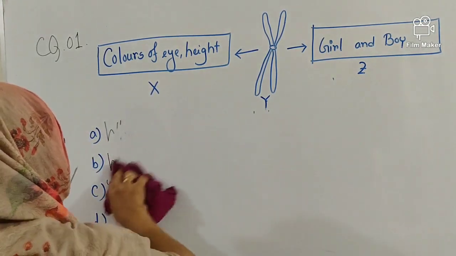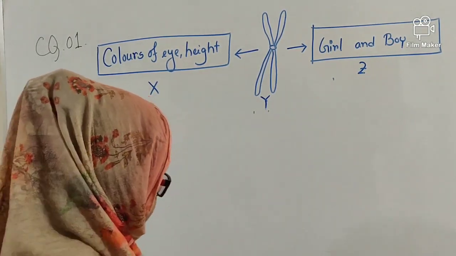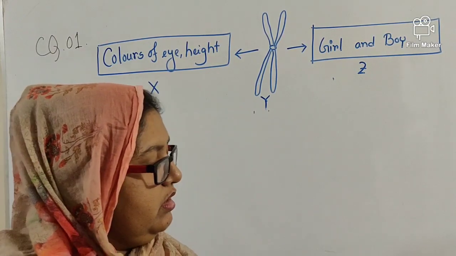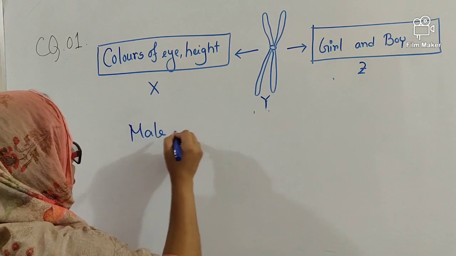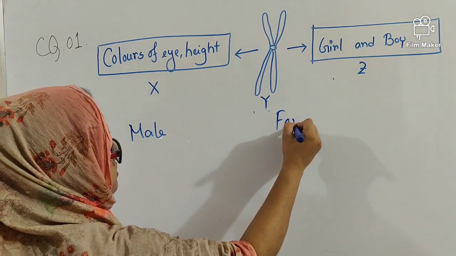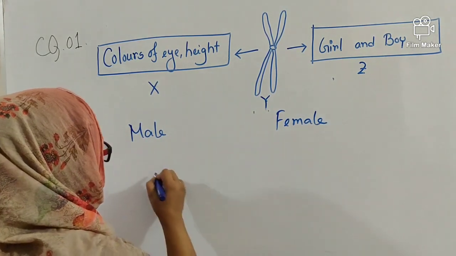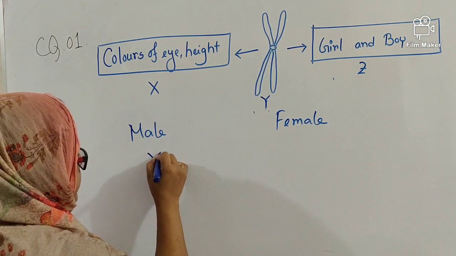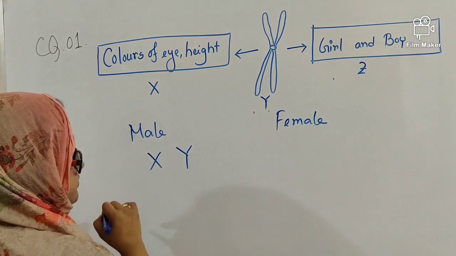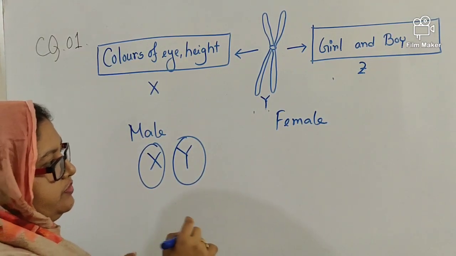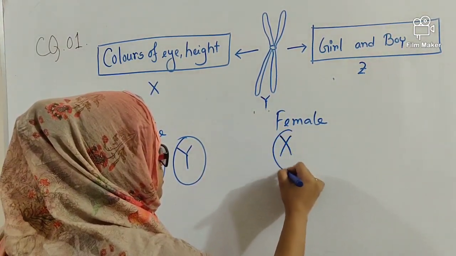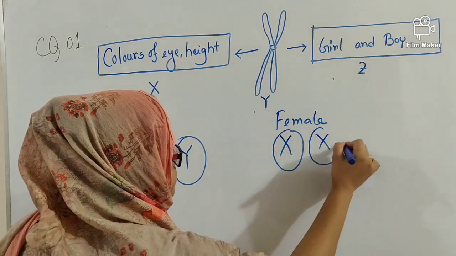The answer will be, first of all, in the case of a male and in the case of a female, the male carries X and Y chromosomes. When they form gametes, they become separated from each other, and in the case of female, both will be X and X.